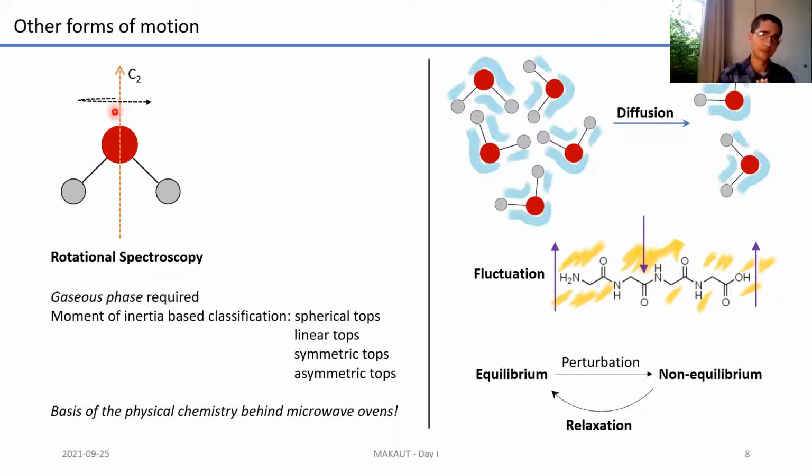Rotational spectroscopy is an important branch of spectroscopy. I will not be talking about it today and tomorrow, for the main reason being that it's a very special branch, and most importantly, you need to study it only in the gaseous phase, because once you're in condensed phases like liquids, there are enough intermolecular interactions in the lattice which prevent free rotation.